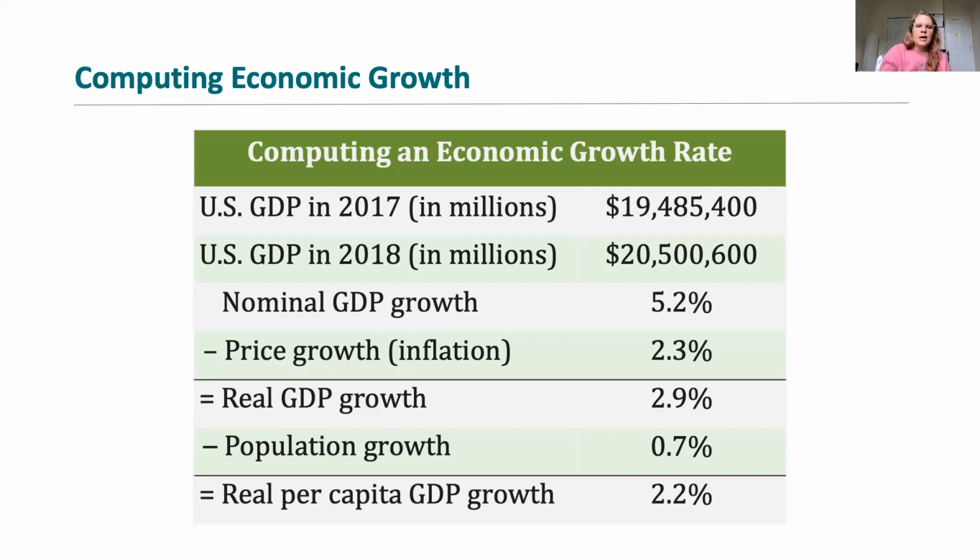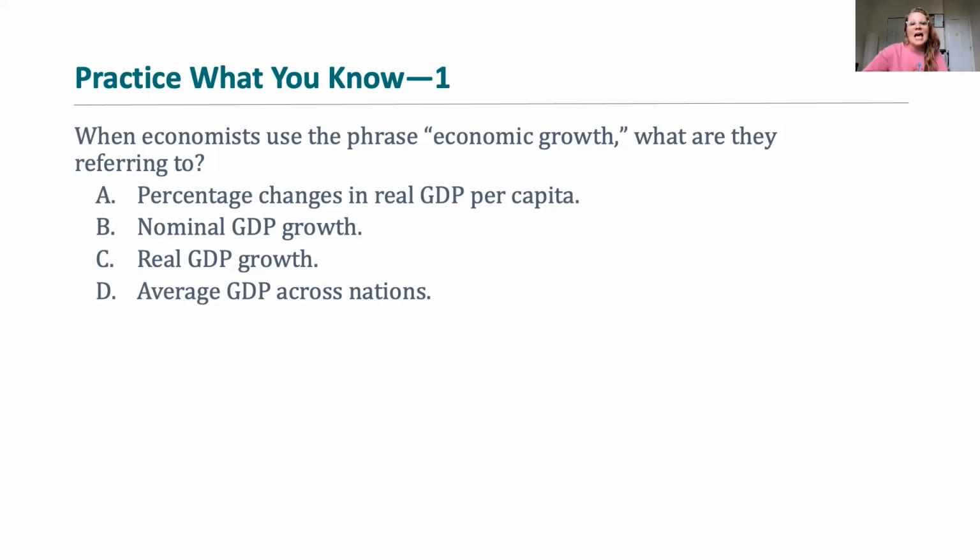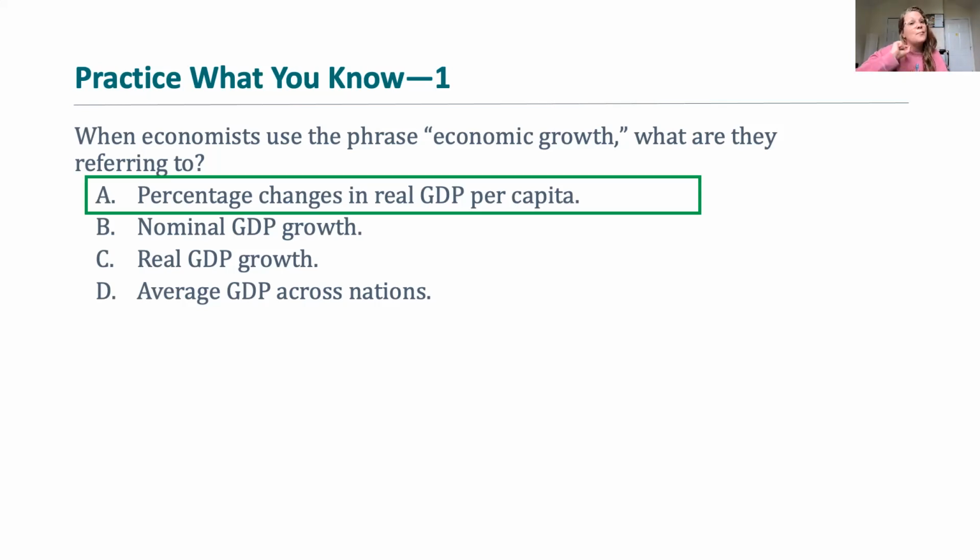Now we also have to take into account population growth. So if during that period of time between 2017 and 2018, the population grew by 0.7%, then we also have to subtract that. So overall, when we start with nominal GDP, and then we look at that growth, we subtract inflation and subtract changes of population. That's going to give us real per capita GDP growth. So when we use the phrase economic growth, what are we referring to? Something very specific. An economist talking about economic growth is specifically talking about the percent change in real, meaning inflation adjusted, GDP per capita.